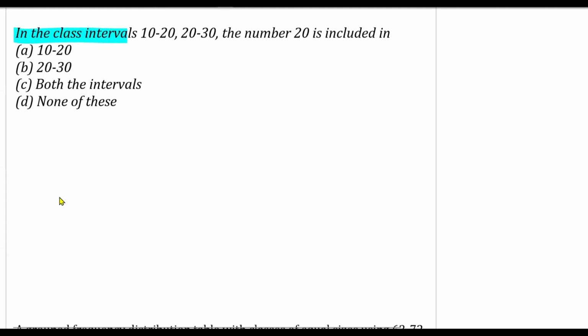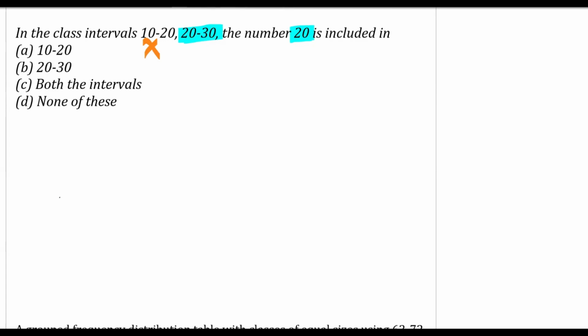The next question says the class intervals are given like 10 to 20, 20 to 30, 30 to 40, and so on. They're asking in which of these classes the number 20 should be included. What you should know is that 20 should be included in 20 to 30, and not in 10 to 20.